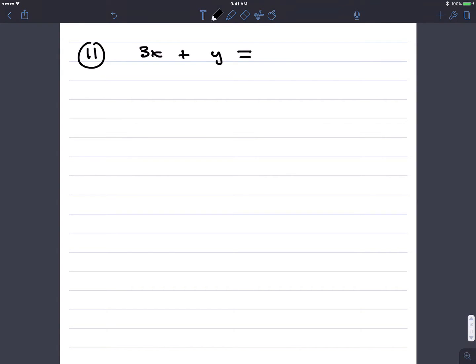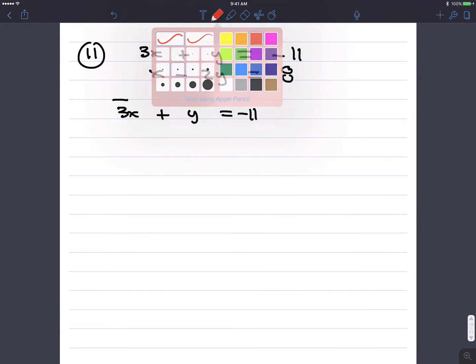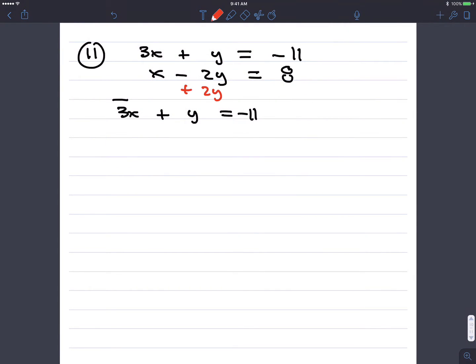3x plus y is negative 11. x minus 2y is positive 8. We're going to solve the second equation for x. So my first equation stays unchanged. It's 3x plus y is negative 11. For the second equation, we're going to add 2y to both sides.